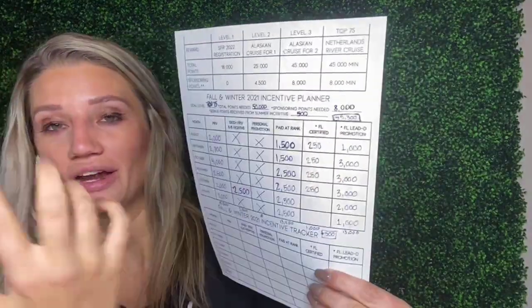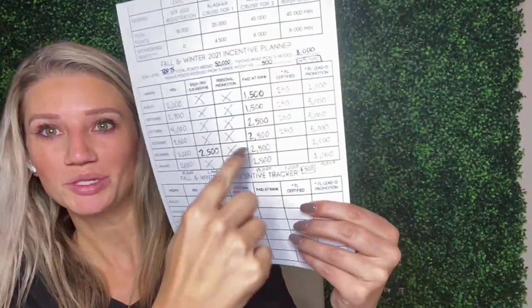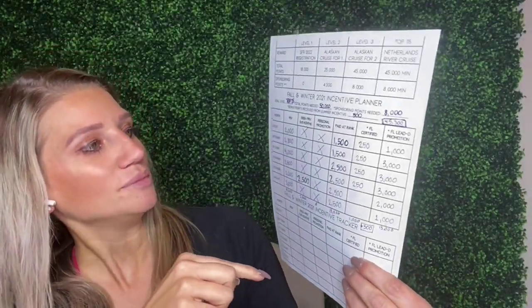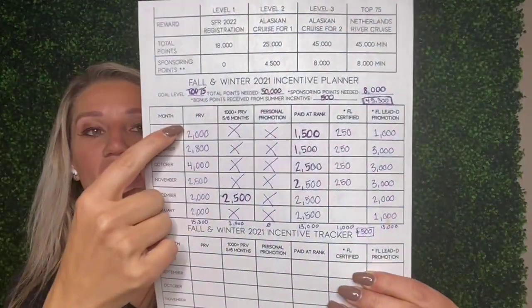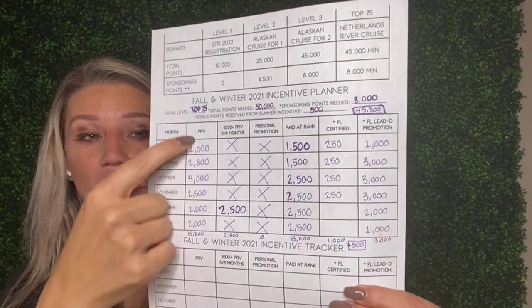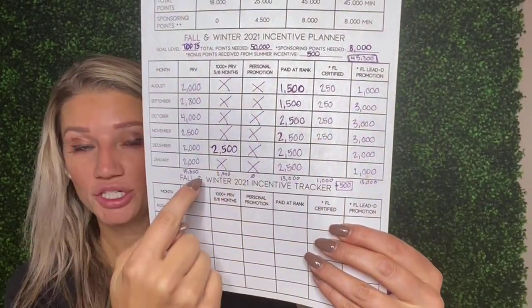I make a little note right here of how many points I have totaled between my little boxes. But here I jot down how much PRV I want to get every month. Okay, so these are my goals. And then at the bottom, I put a total of how much that's going to add up to.